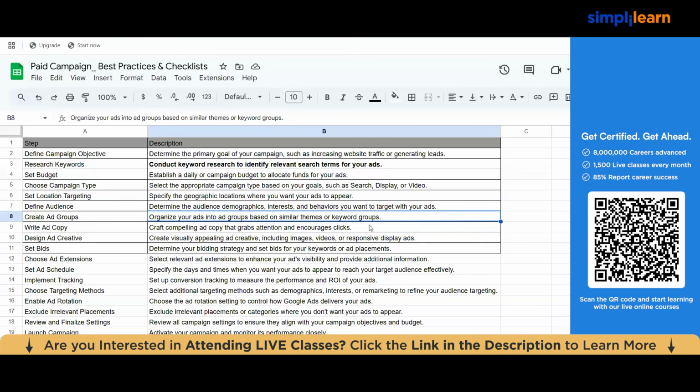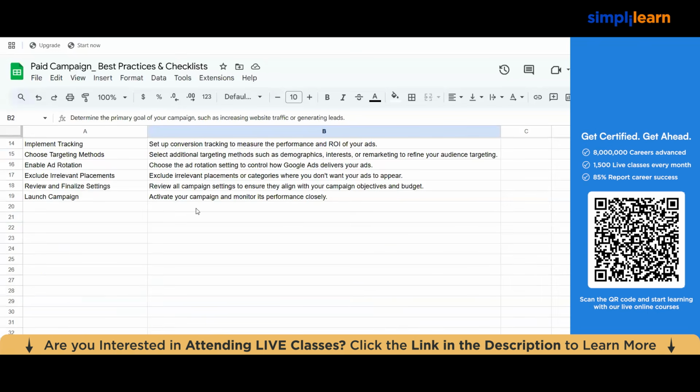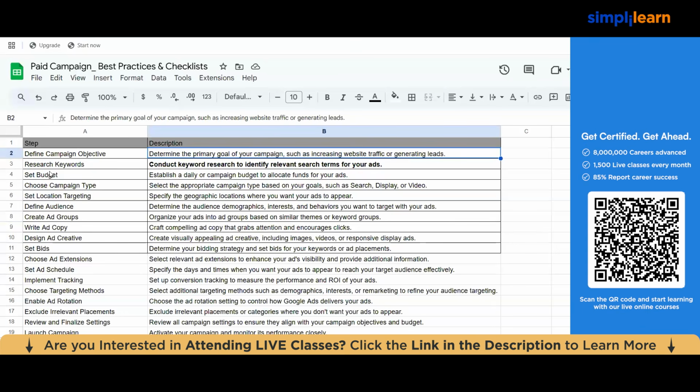This document is of some easy stuff I know you all are aware of, but it's handy for you to use later on. Like define campaign objective, description, keyword research you need to do, set a budget, like pre-campaign things, choose campaign type that you have done earlier. Remember whether it wants to be a search based campaign or a lead based campaign or Performance Max, whatever. Set location and targeting, define your audience in detail, audience demographics, behavior, and so on. Then most importantly, create ad groups.